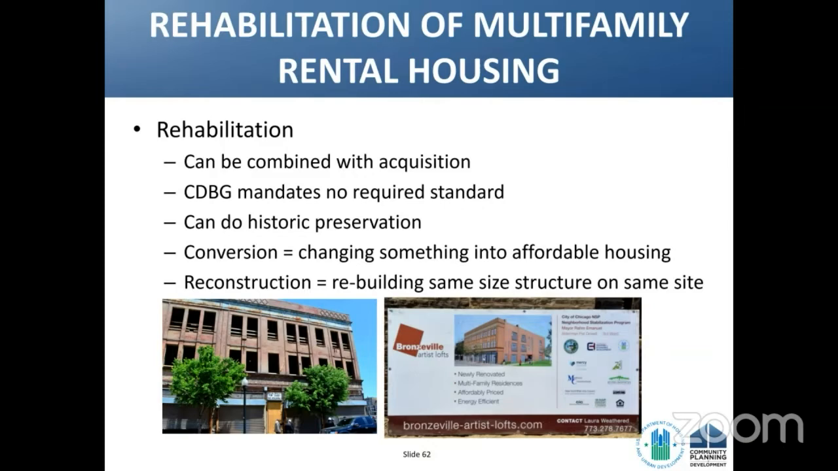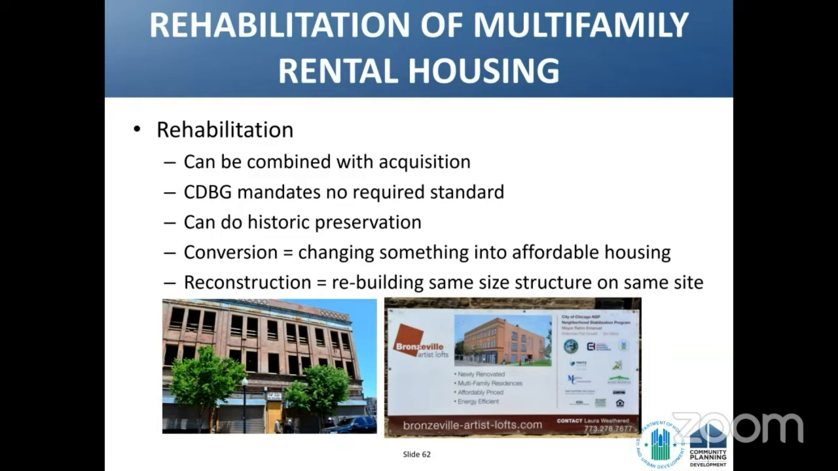There's no particular standard or mandate with regard to rehab of multifamily rental housing units. Historic preservation is allowed, but note that for historic preservation, you would have to work closely with your SHPO to determine what can and cannot be rehabilitated as historic preservation versus an ordinary rehab. Because while they're both under 570.202 of the regulations, they have differing requirements.